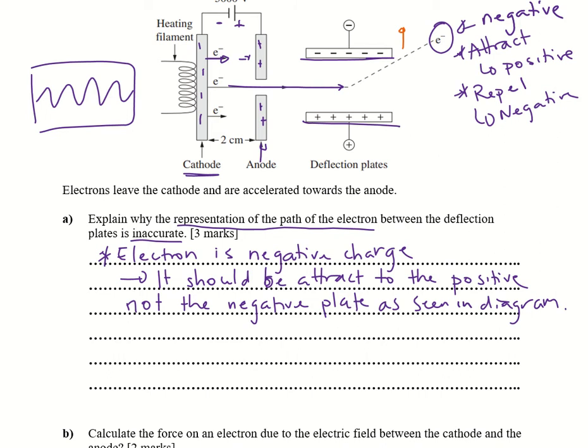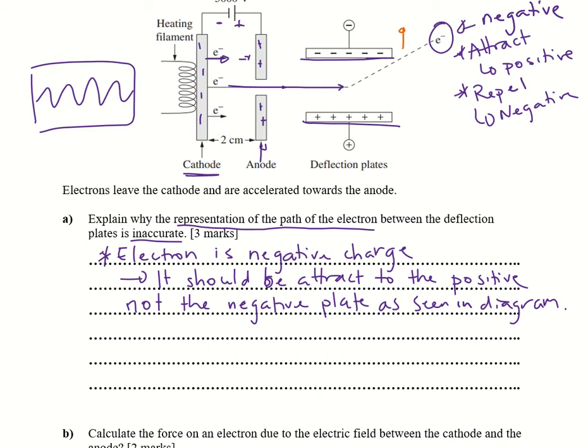It is 3 marks, so not only do you need to identify it, you need to elaborate why it's incorrect. So you could say the electron has gone to the wrong plate, but you need to justify why it's the wrong plate. And that's when you talk about the different types of charge and how they attract. So there's that. The next one is to do with the pathway.